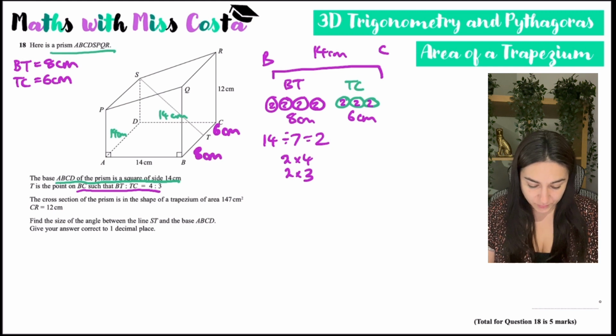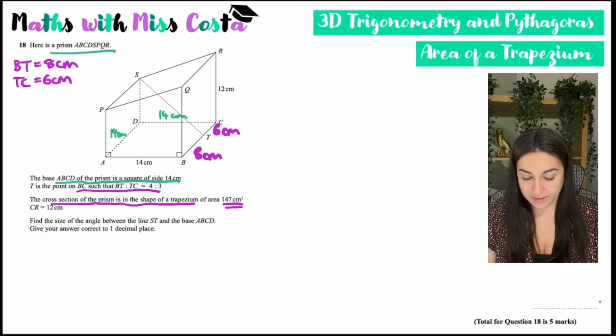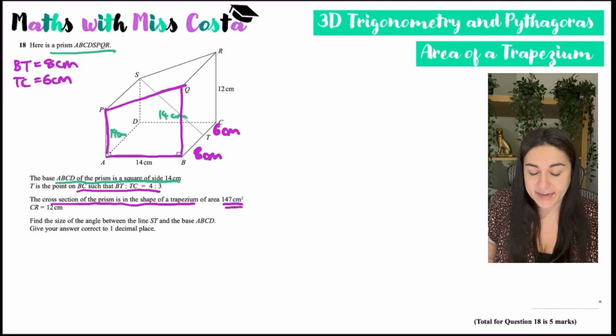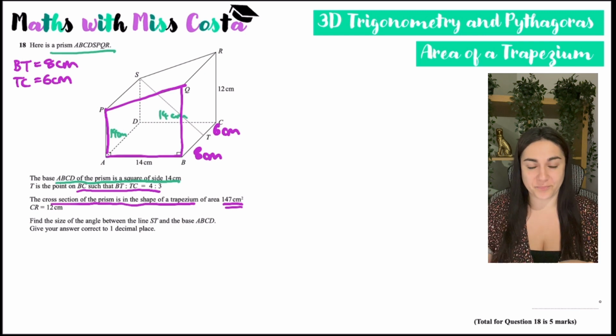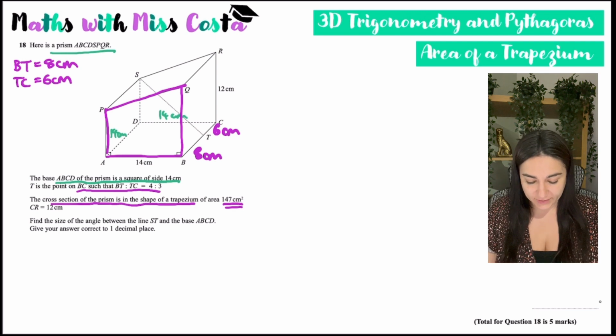Now, next I'm told that the cross section of the prism is in the shape of a trapezium, area 147 centimeters squared. In case you've forgotten what a cross section is, it's generally the bit at the front of the shape. So in this case, it's over here, and it's called a cross section because imagine you had a cake in this shape. If you sliced it, each slice would be in the shape of this cross section, or you can imagine the cross section as the shape that if you pushed through the rest of the shape, it would remain constant. The shape is going to remain the same. So that's the cross section, and I know it's in the shape of a trapezium.